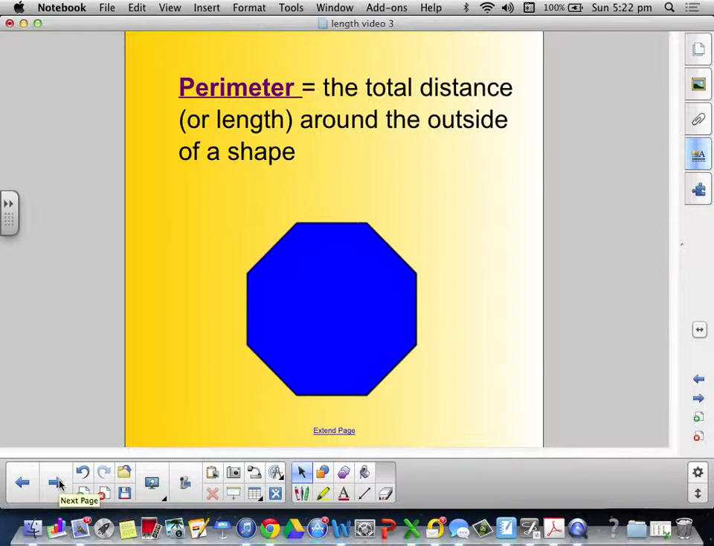Well, here's something that you should know, and if you don't know it, you should write it down in your maths book now. Perimeter. Perimeter equals the total distance or length around the outside of a shape.